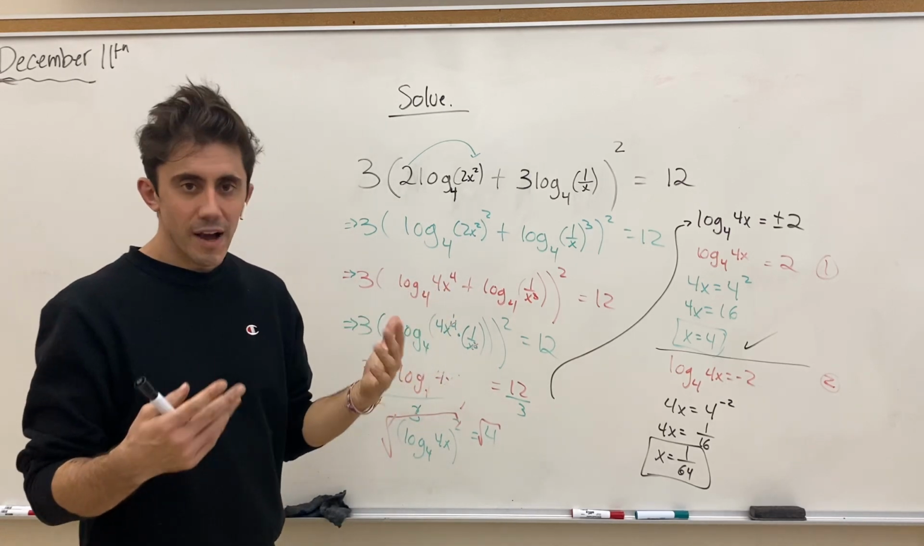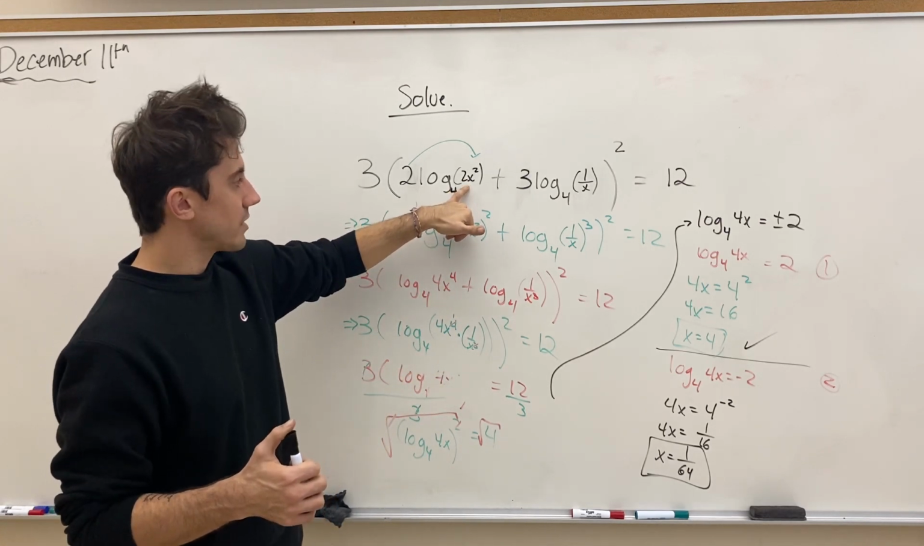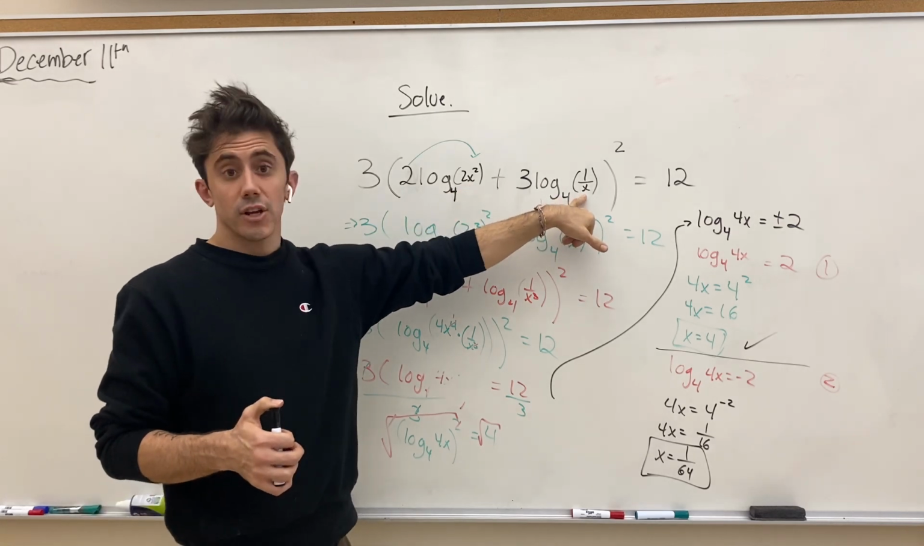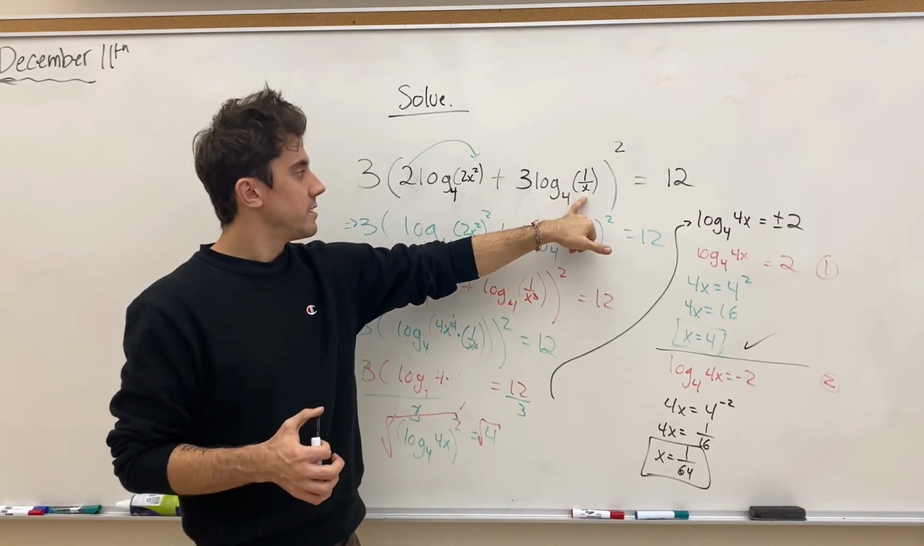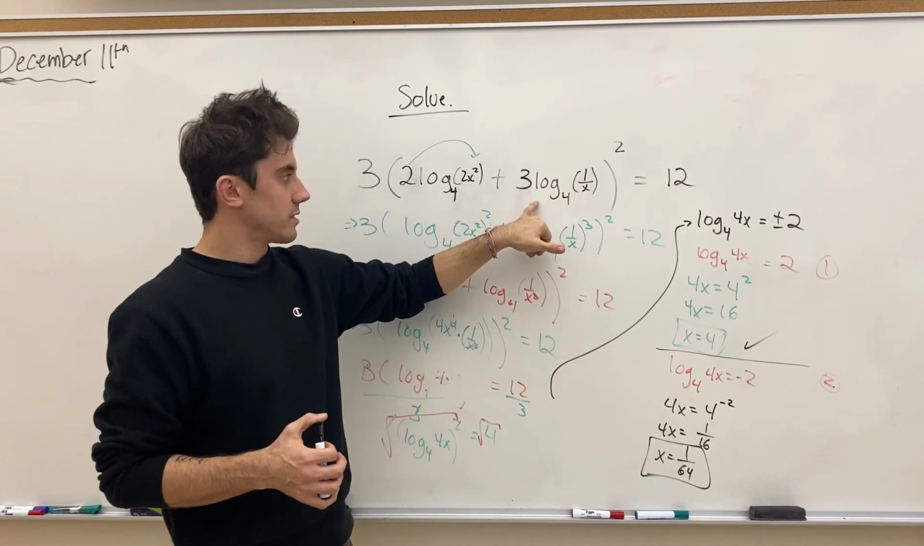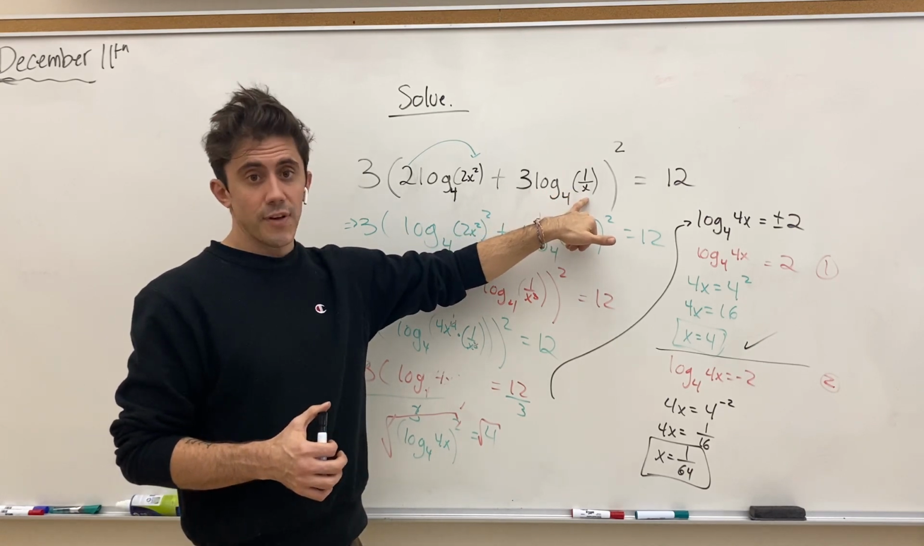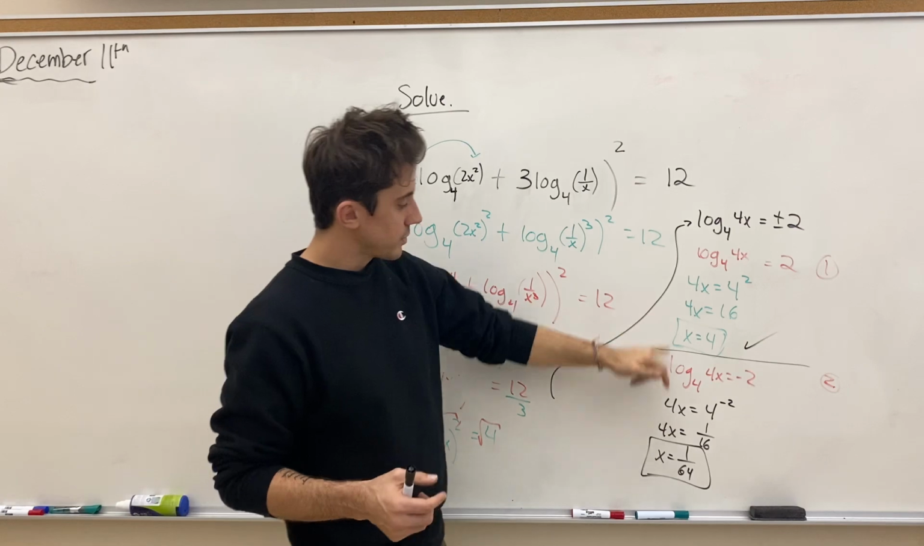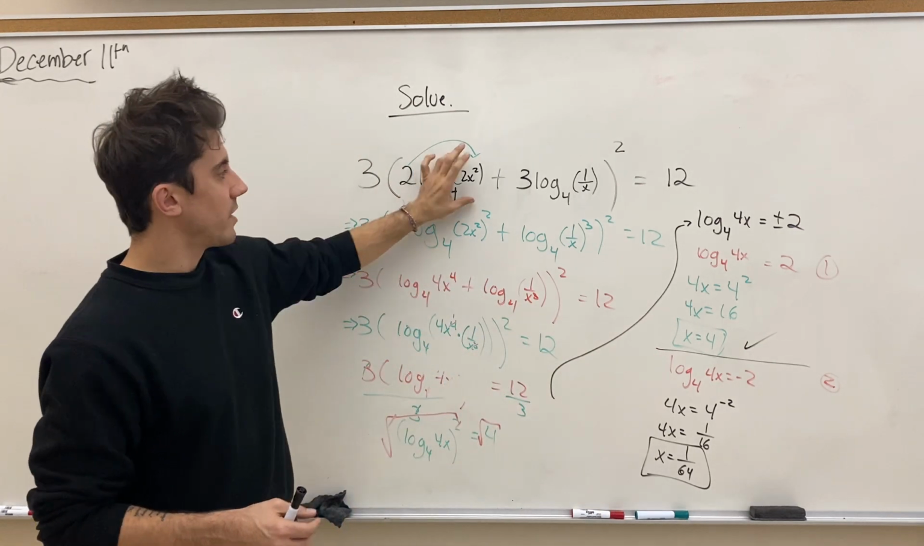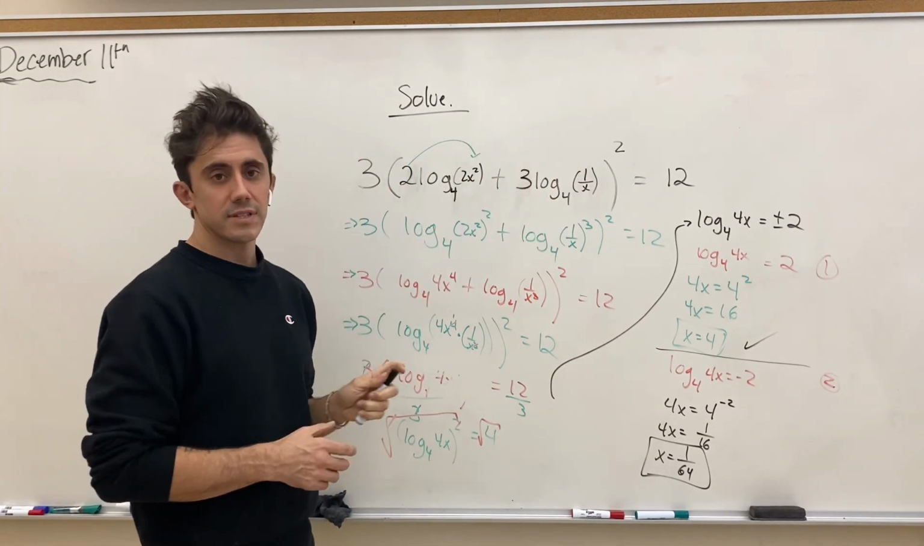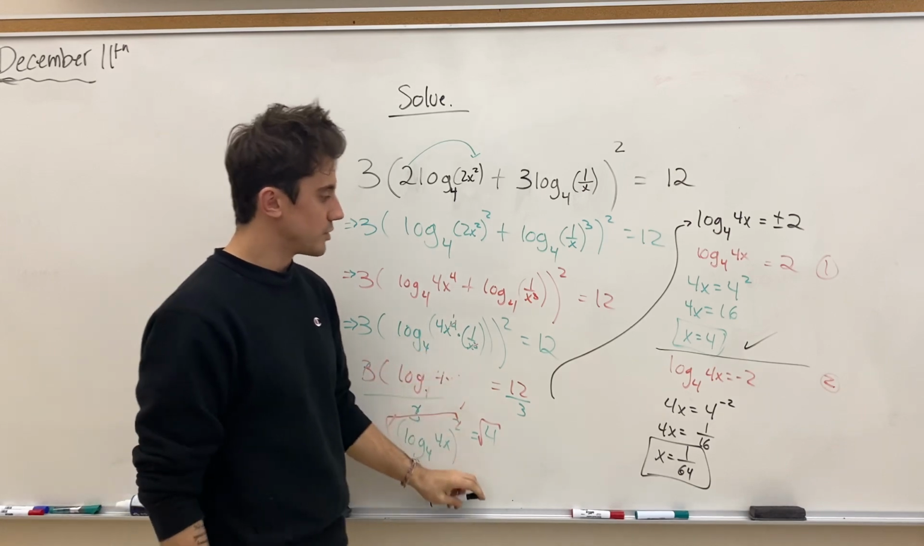We always have to be mindful of any negative values popping up inside the arguments, because that would have our logs not be defined for those values. But in this case, both solutions provide real positive values inside our logs, and so no issues come up, and we're good to go.